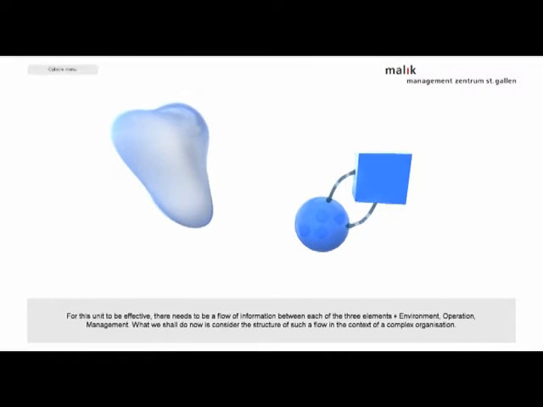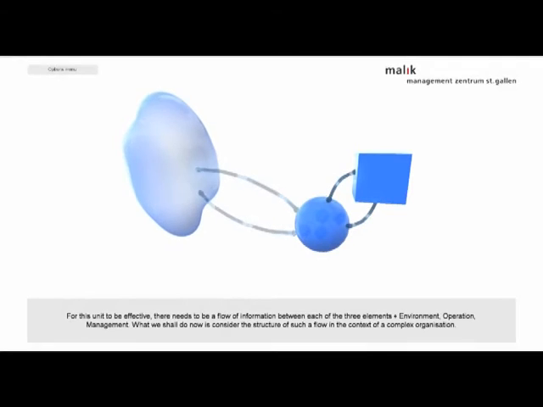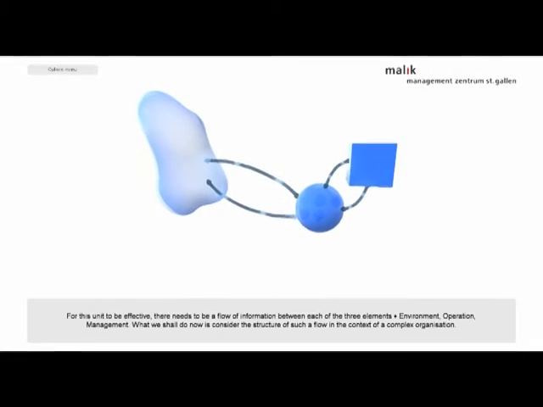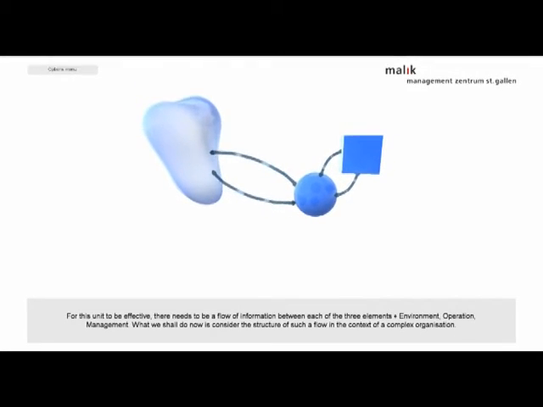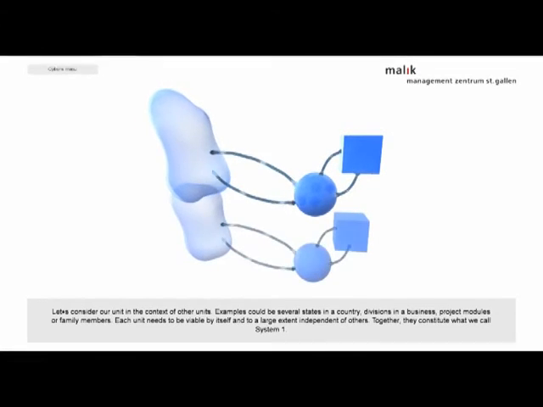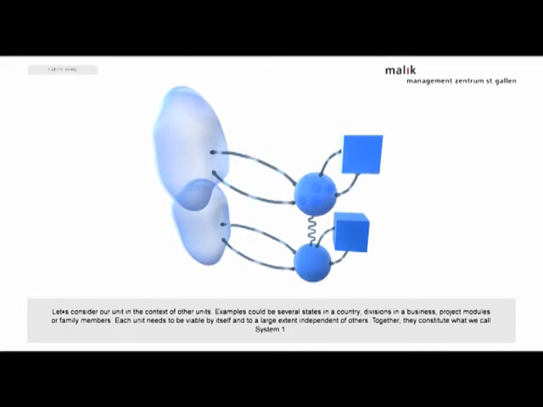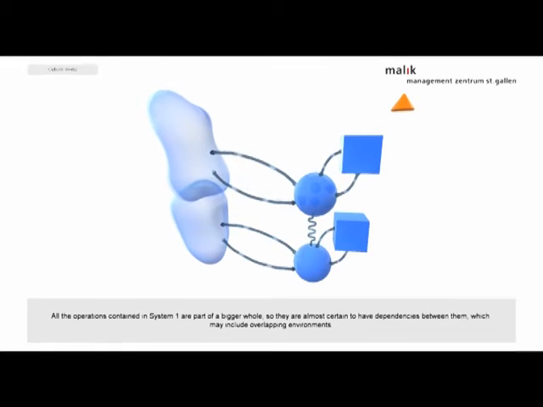The environment and operation dynamically interact. For example, the operation serves its customers in the environment, just as the expectations of the customers influence what the operation does. In the same way, management and operation interact. For such interactions to be effective, a maximum degree of autonomy, freedom, and flexibility is required.